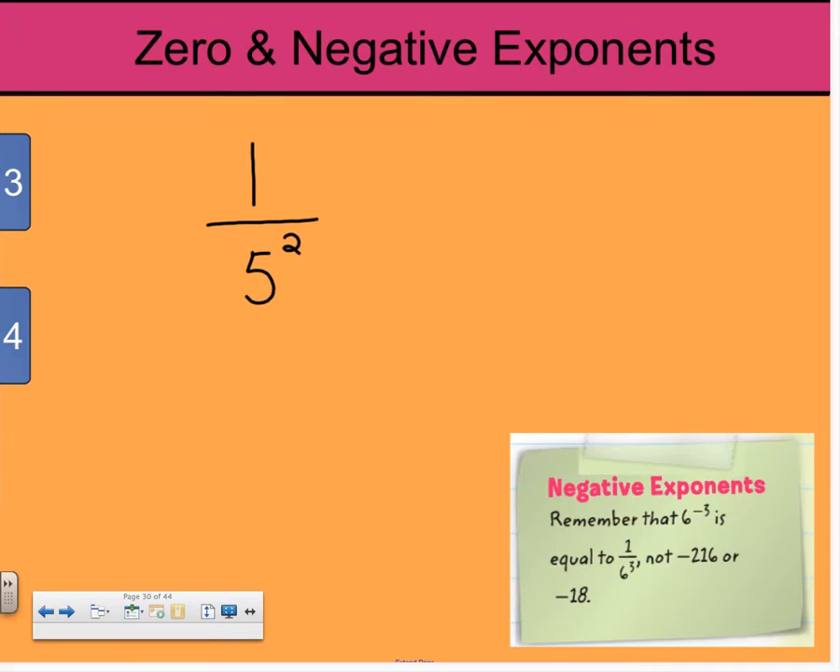Well, does anybody have any idea what we're going to do? Anyone want to tell your neighbor, discuss what's your best idea for how we're going to rewrite this using a negative exponent?